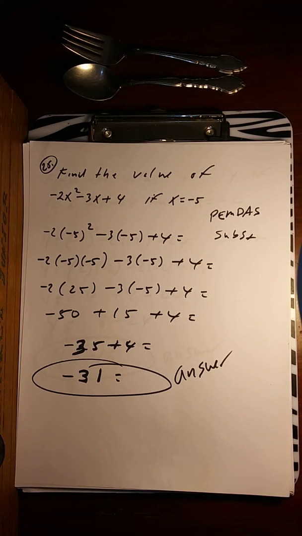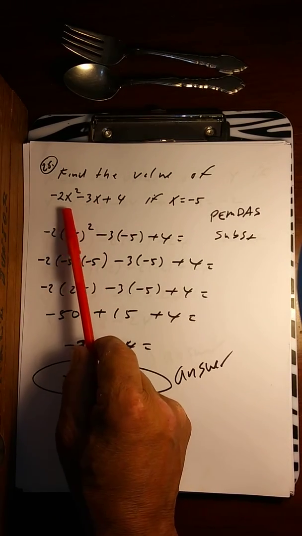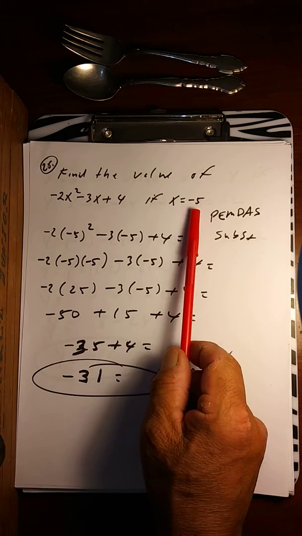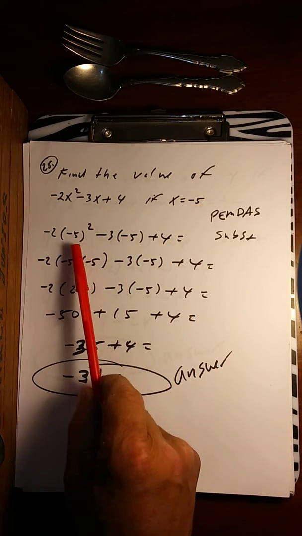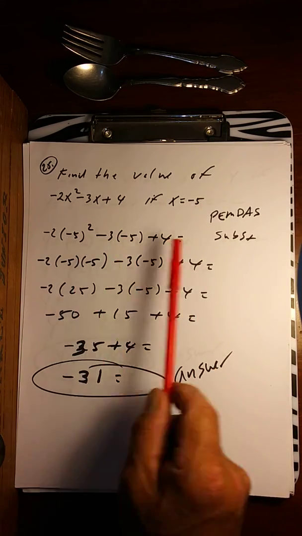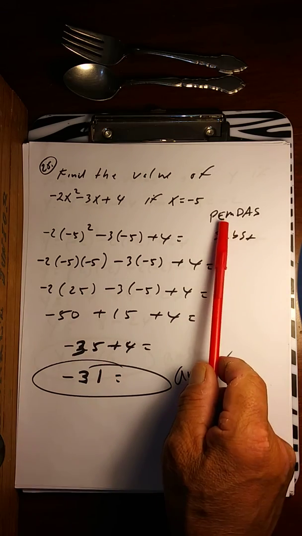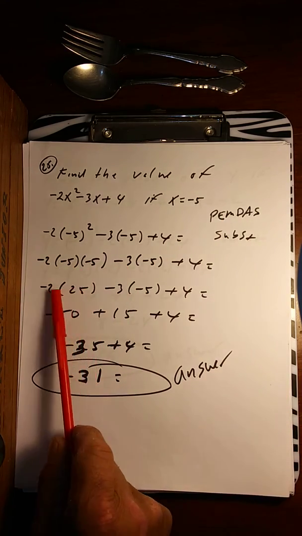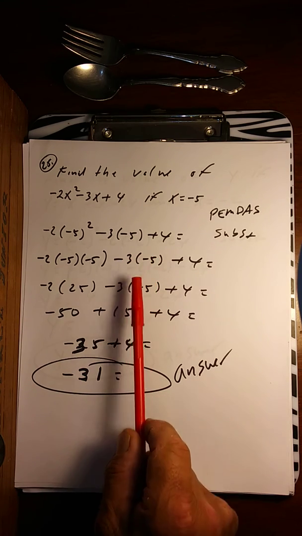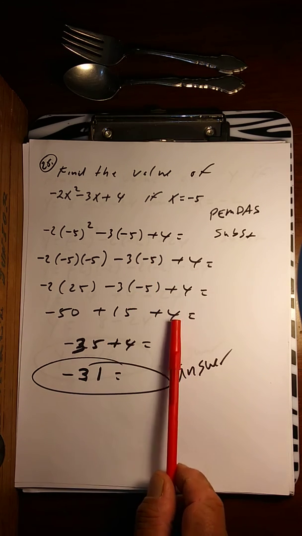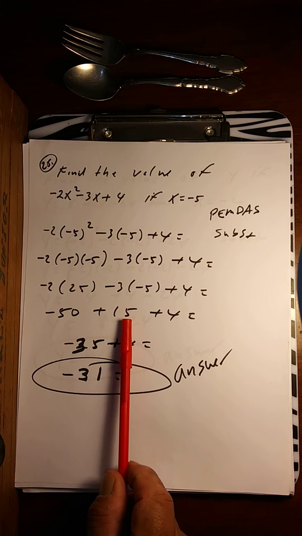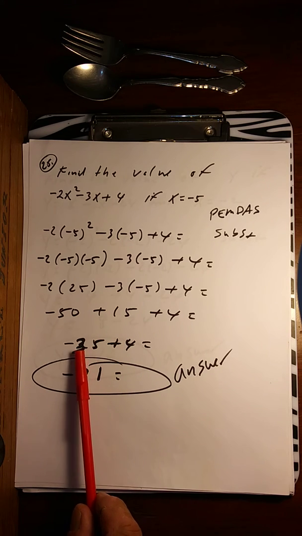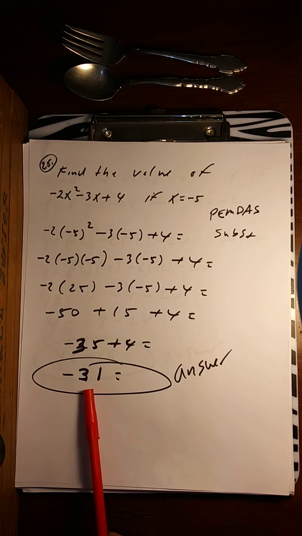Alright, find the value of this expression, negative 2x squared minus 3x plus 4, if x is negative 5. Put negative 5 in there for the x. Negative 5 squared means negative 5 times negative 5, using PEMDAS: please excuse my dear Aunt Sally, parentheses, exponent, multiply, divide, add, subtract. That turns out 25. 25 times negative 2 turns out negative 50. Negative times negative is a positive 15, and 4 down. So negative 50 and 15 is negative 35. Negative 35 and 4 is a negative 31.